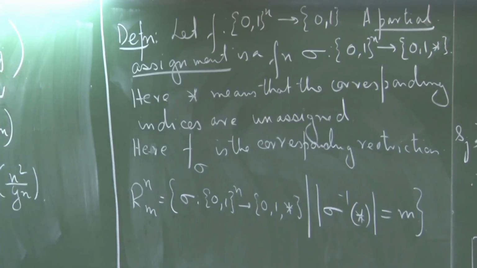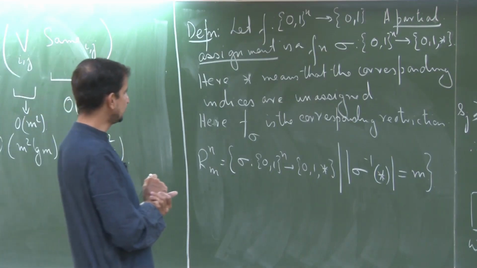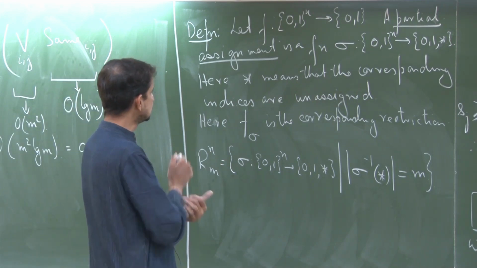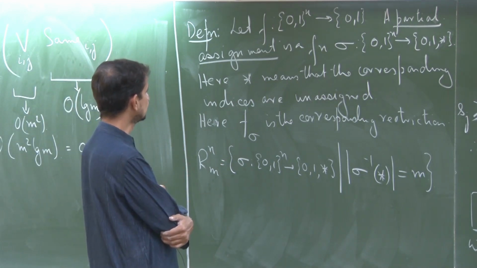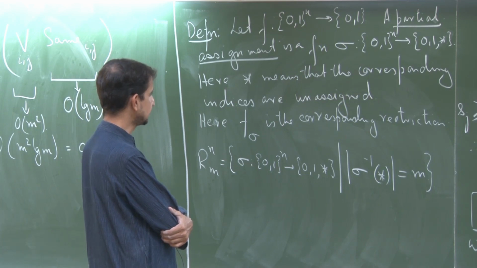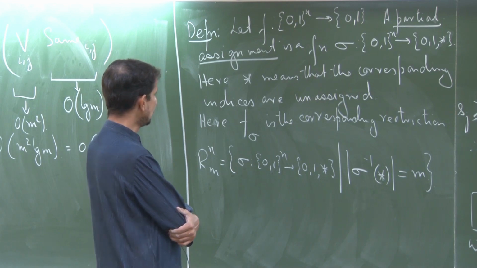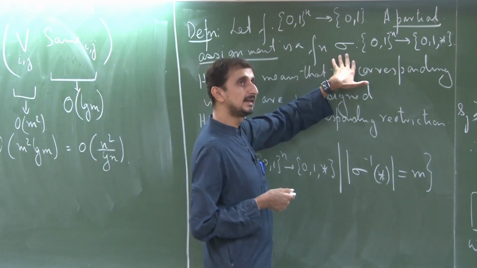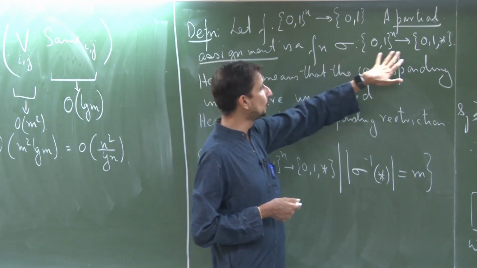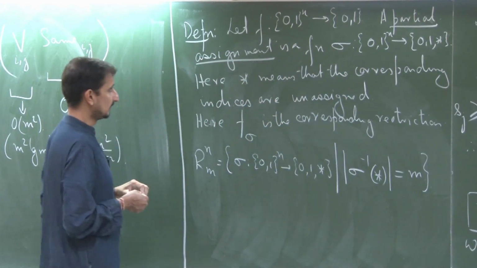Actually I don't want it to be this way. What I want is that each index goes to 0, 1 or star, not each string going to 0, 1, star.